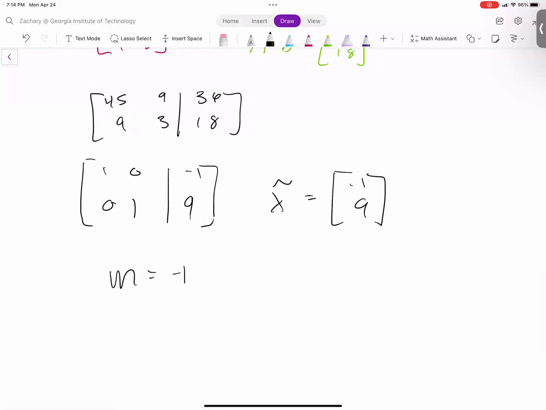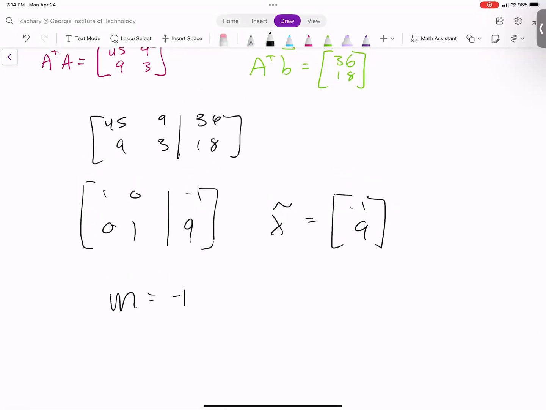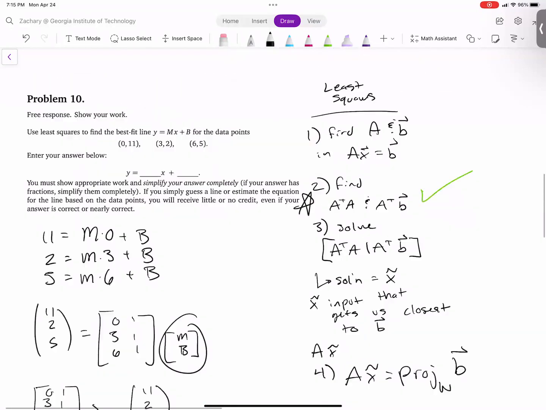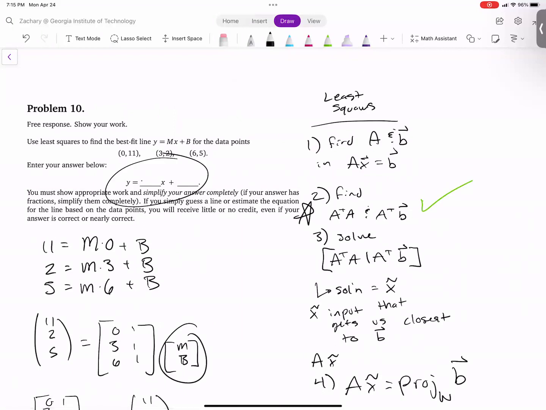If you were about to correct MATLAB, that'd be a big deal. So M equals negative 1, B equals 9. So this gives me the equation in the original context of y equals negative 1x plus 9. And that's how we do that.